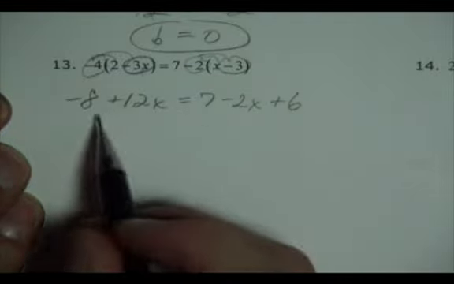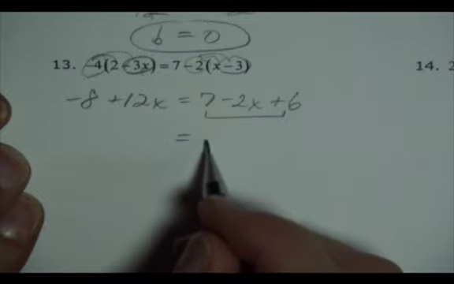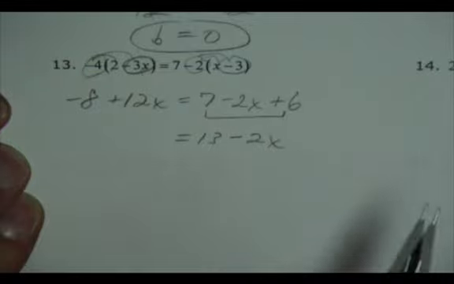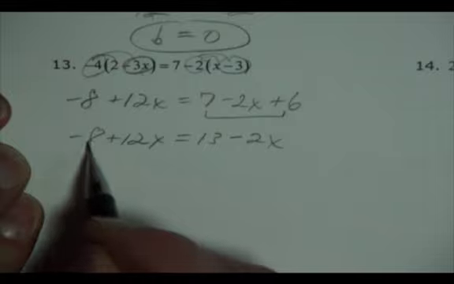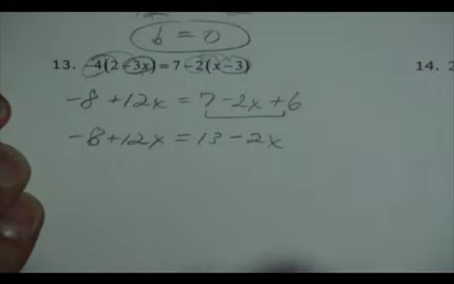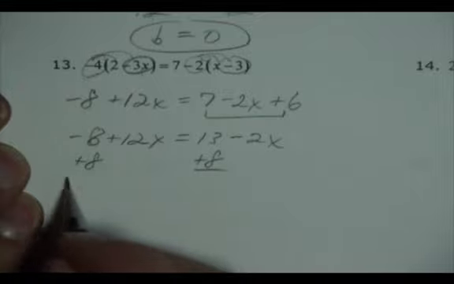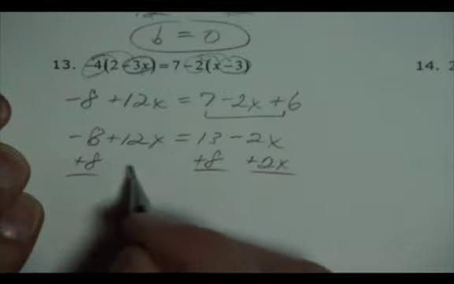We want to gather like terms if we can before we solve, and 7 plus 6 are like terms. We'll combine those and we get 13 minus 2x on the right. And then we have -8 plus 12x on the left. We'll move numbers to the right by adding 8 to each side, and we'll move letters to the left by adding 2x on each side.